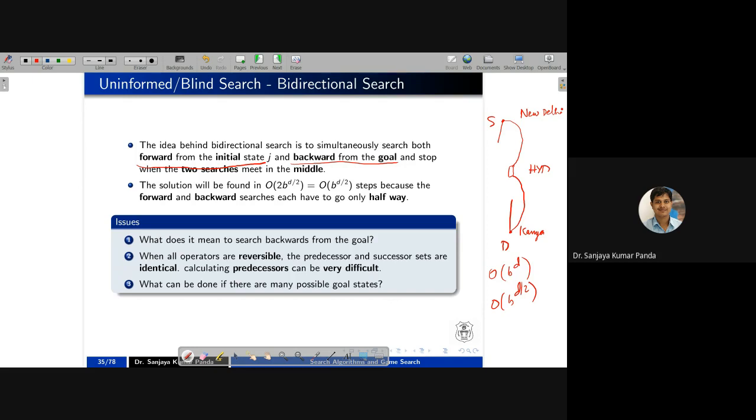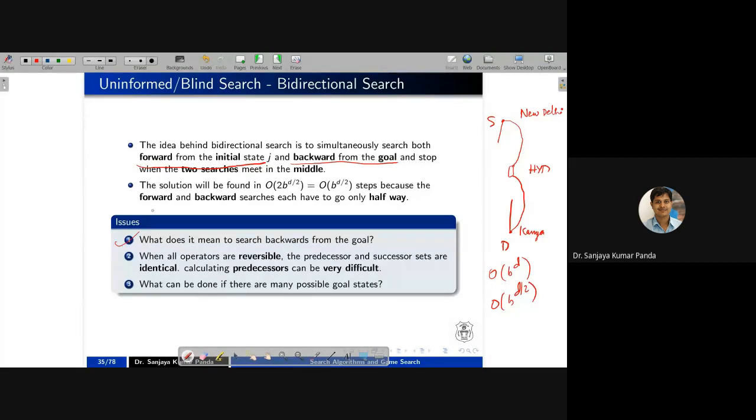So what are the main issues in bidirectional search? Somebody may ask you, when we are not sure where the goal node is, in which depth, what is the meaning of saying backward from the goal? Once you don't know in which depth the goal is present, there is no meaning in saying that the search goes backward from the goal.